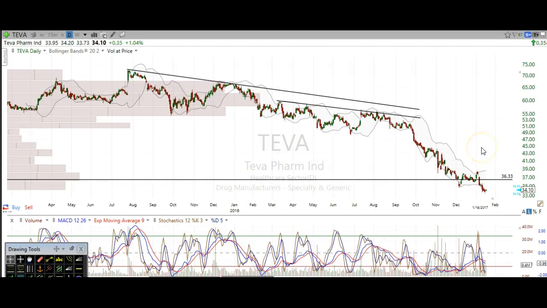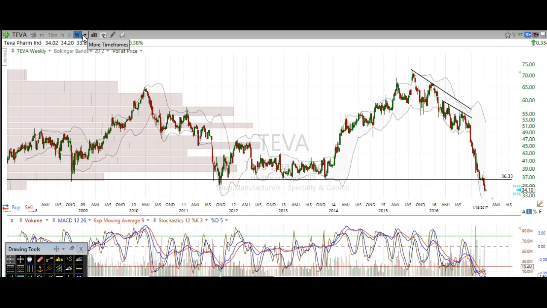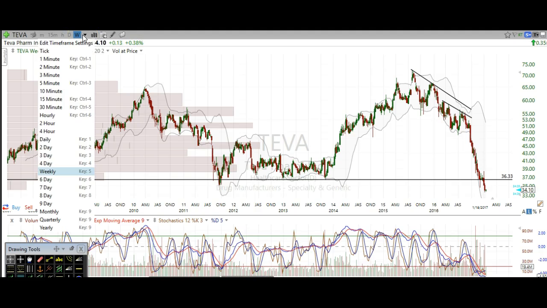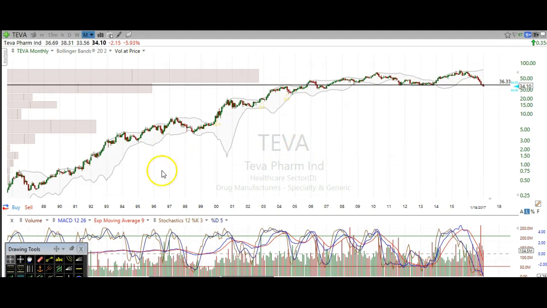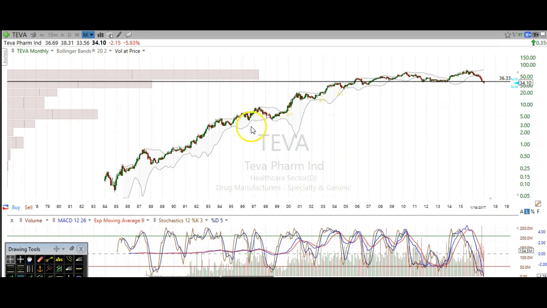And TEVA, you can see here, I'm going to go to the weekly chart. Actually, let's go to the monthly chart so we can see it a little bit better. Okay, so clearly overall, very bullish. Stock has been headed straight up since inception of 85.